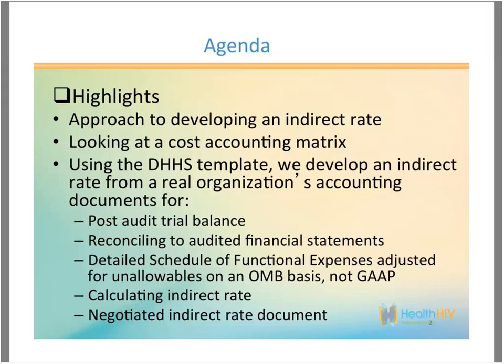We'll look at reconciling all the costs to their audited financial statements. This particular organization had a very detailed schedule of functional expense with all kinds of information on there, adjusted for unallowables on an OMB basis, not a GAAP basis, so it'll be a little bit different than a GAAP basis, but very close. Then we'll calculate the indirect rate, and we'll look at what a negotiated indirect rate agreement document looks like. Sometimes we call it a NICRA.